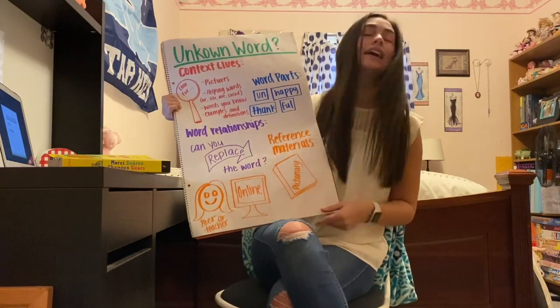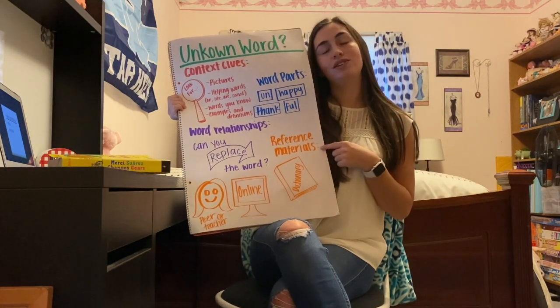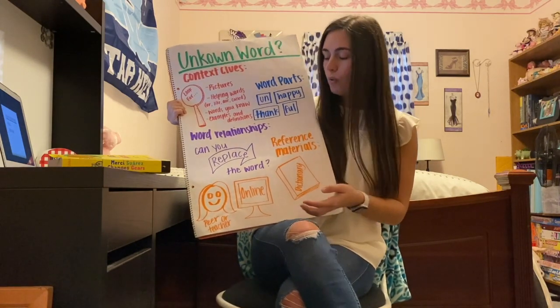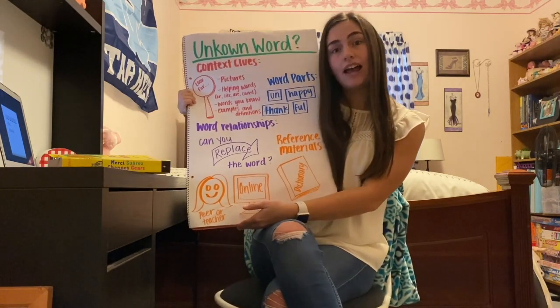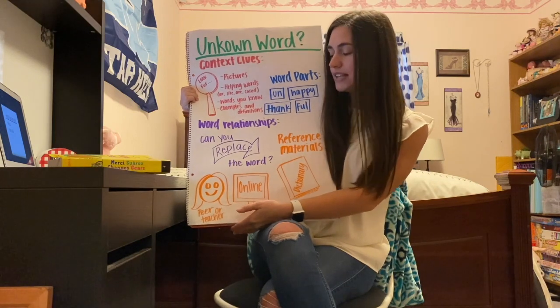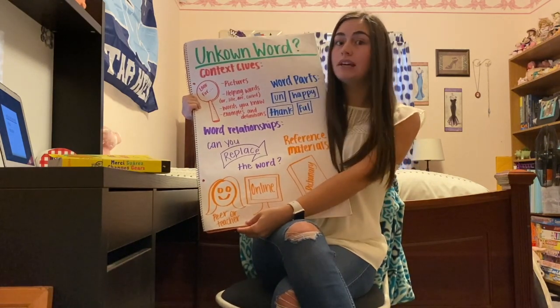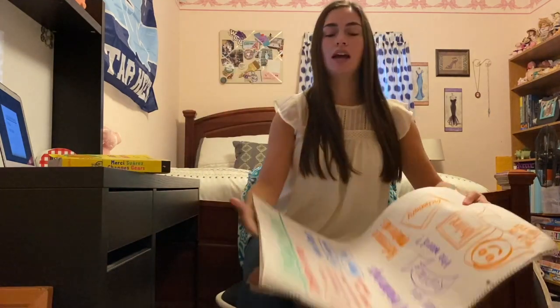So if we need to, we can try to just replace the word with a word we do know. And then if none of this works, we can also use reference materials. We can look in the dictionary, or we can look online at a website or an online source. And then if we still can't find out, we can ask a peer or our teacher because they may know. So keeping all of that in mind, I want us to practice using these 4 strategies to find out words that we don't know.